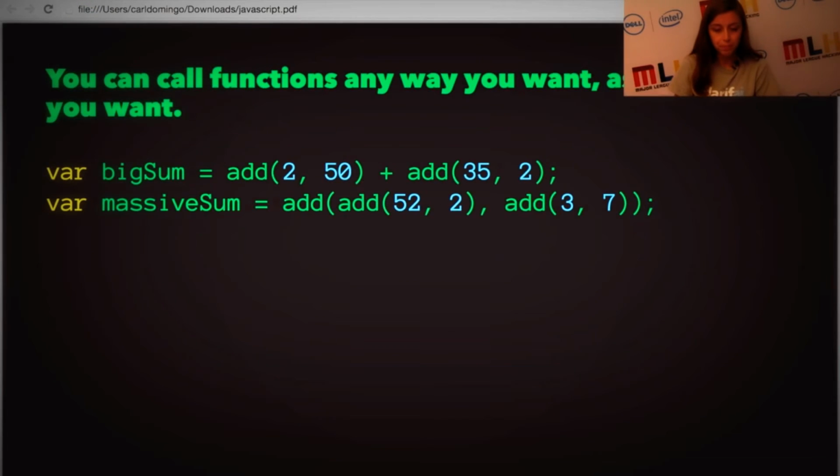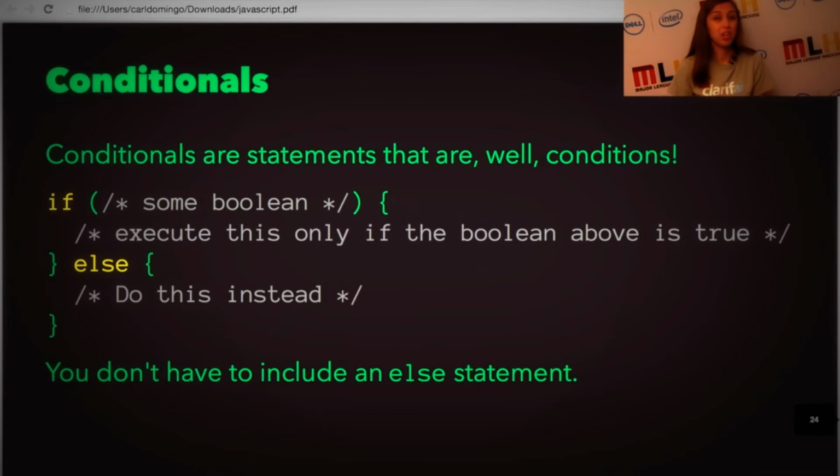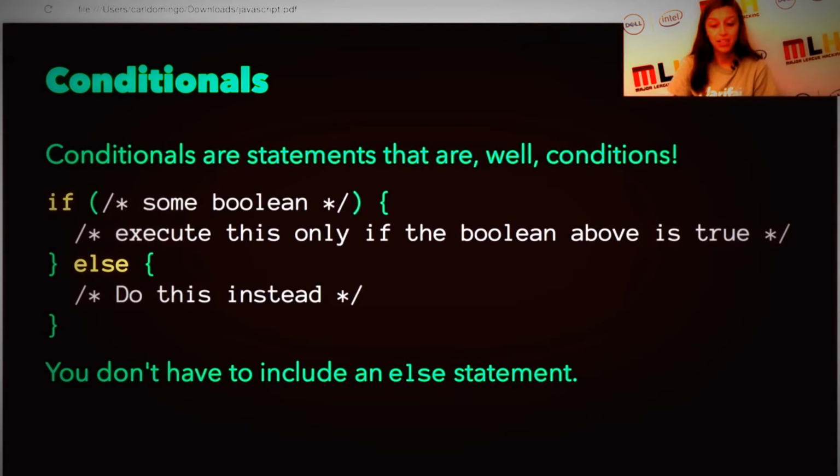There's all kinds of options for you to make all kinds of different equations and things to put together. Now I'm going to talk to you about conditionals. Now conditionals are conditions. So it's something that you want to happen only if something is true. And so right here, I stuck a bunch of comments in there, but basically it's if some Boolean, whatever is in this parentheses, if this Boolean is true, then it'll execute whatever is in those curly braces. Otherwise, you're going to do something else instead.